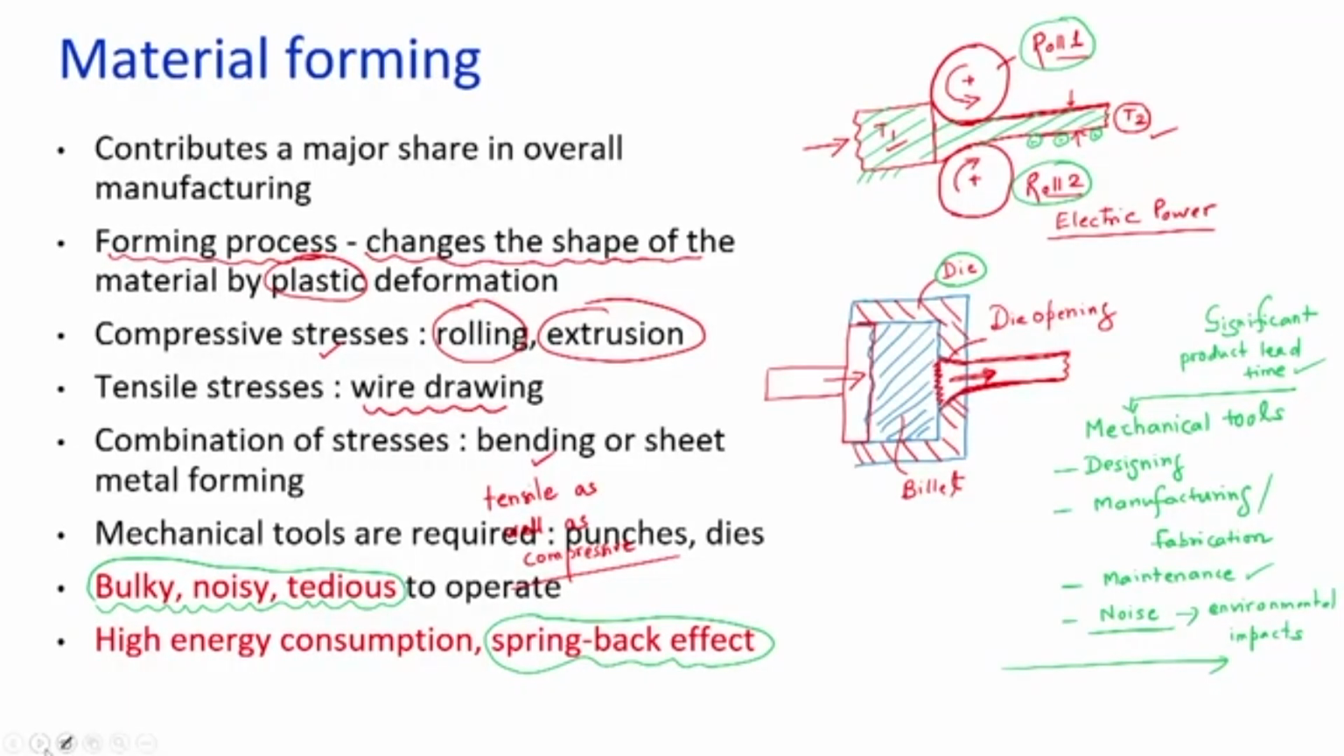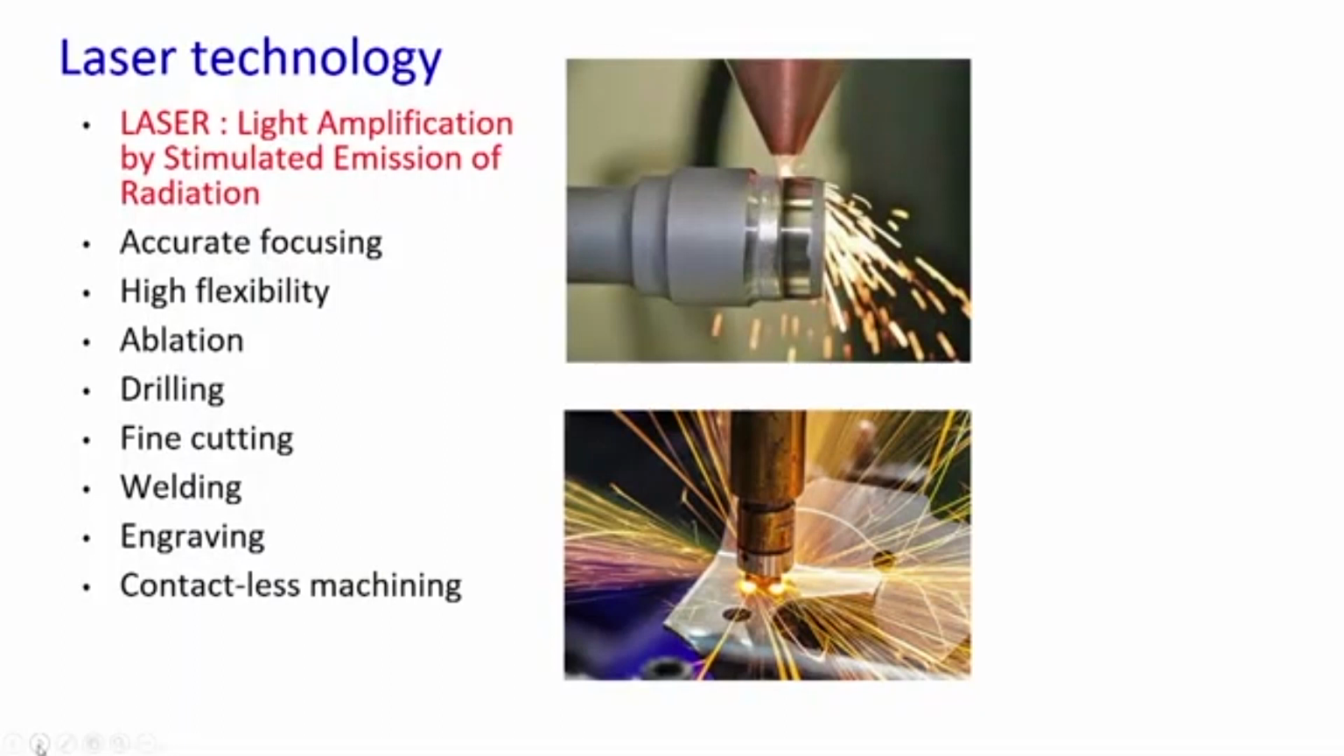So, how to resolve this issue to have exactness in getting the deformation? That can be done by using some advanced techniques such as laser based energy application. As we have seen in our previous lectures, lasers have a prominent advantage of accurate focusing. It has another advantage of providing very high flexibility of application, and we have seen ablation based laser material removal in our previous class.